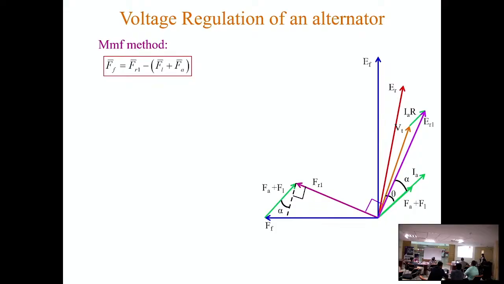So you have to identify these MMFs. Here FA plus FL is in phase with IA. ER is produced by this FA plus FL, EF is produced by FF, and ER1 is produced by FR1. In that way we will consider. And this angle between ER1 and IA, that is alpha, which is this angle. This angle is important. We need to calculate that angle also.